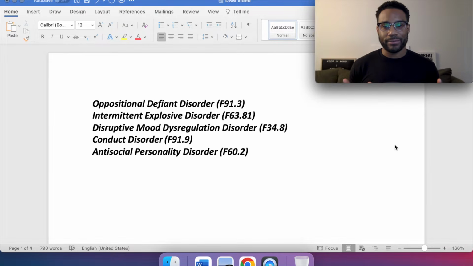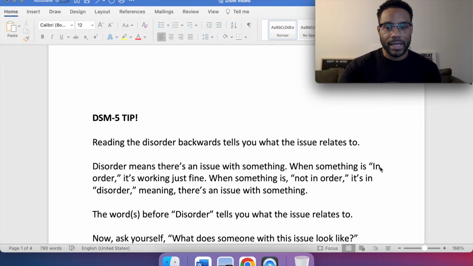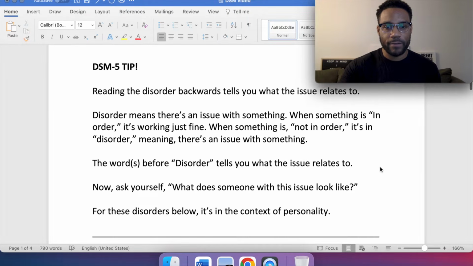So stay tuned. Okay, and I have a tip for you guys as well. Reading the disorder backwards tells you what the issue relates to. And remember, this is in the context of the mood, the personality, right?